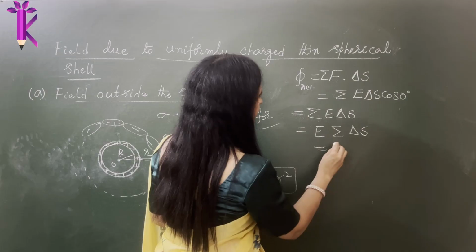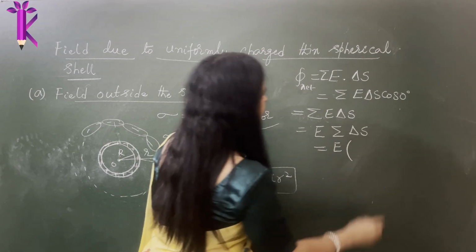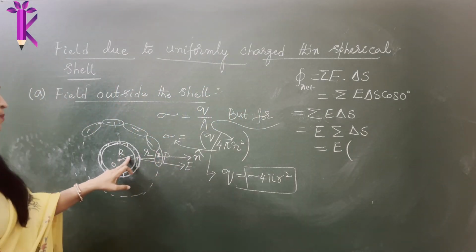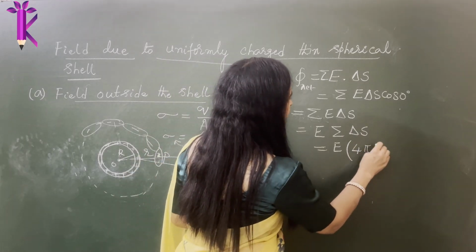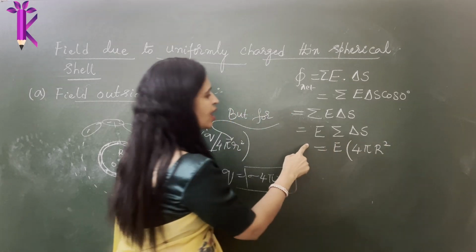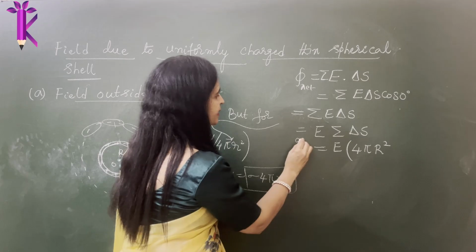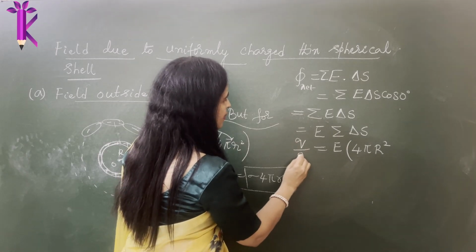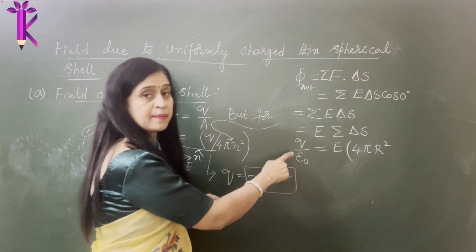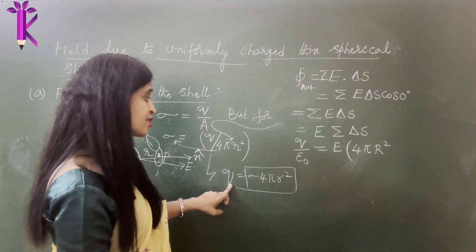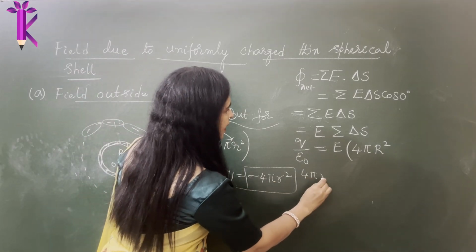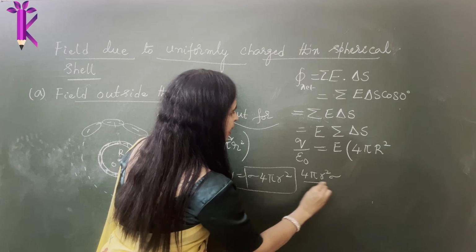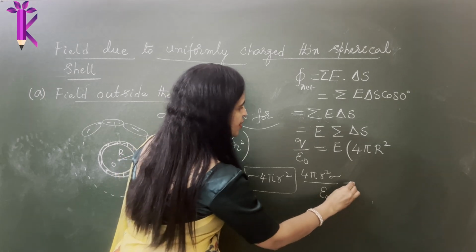The total surface area of a sphere is given by, what is the radius of the sphere? It is capital R. So therefore it will be 4 pi R square. But by Gauss law, what is the net flux given by? The net flux is given by Gauss law, it is Q by epsilon naught. But what is Q? Q is 4 pi R square into sigma, whole divided by epsilon naught.